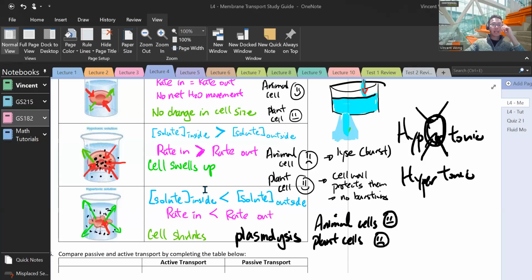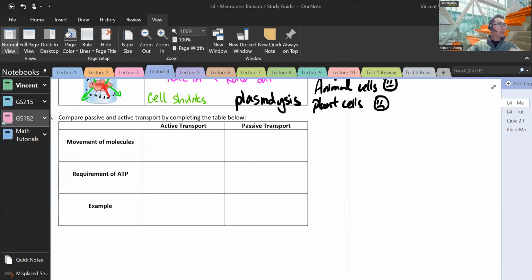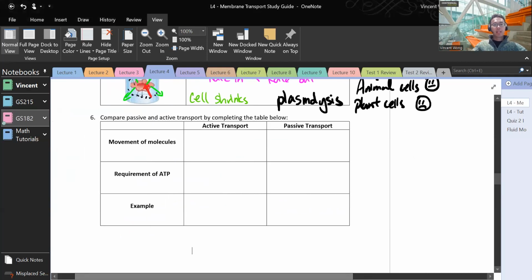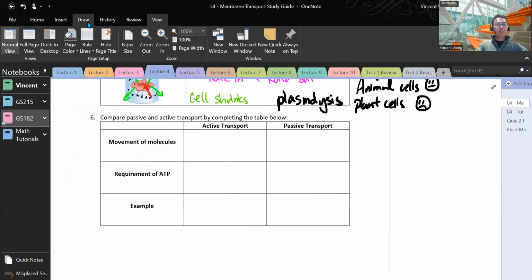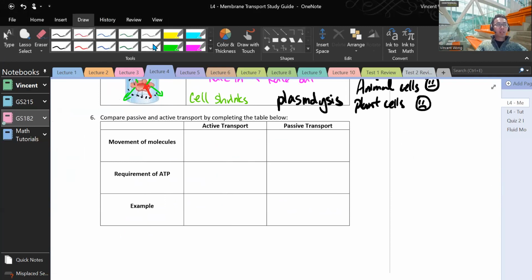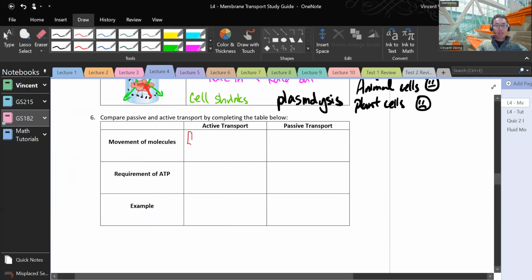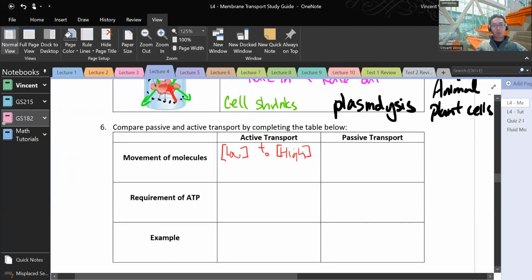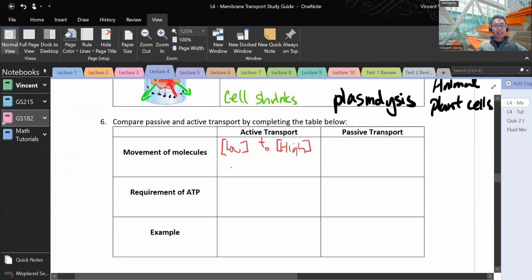Hello, let's keep going. Next question, we have a chart that compares active transport and passive transport. So active transport involves the movement of molecules from low concentration to an area of high concentration. Okay, from low to high. And that is against the concentration gradient.